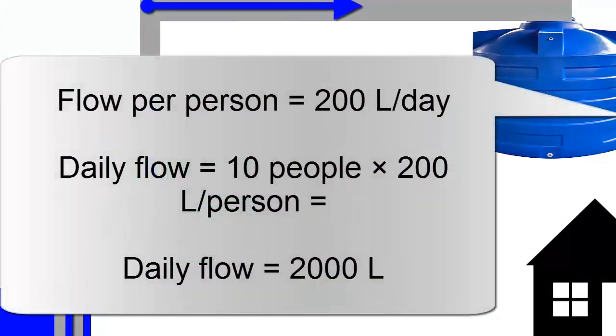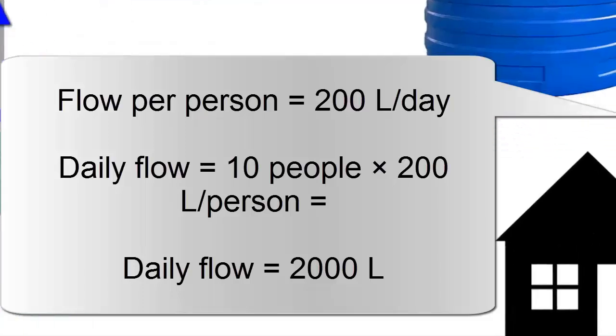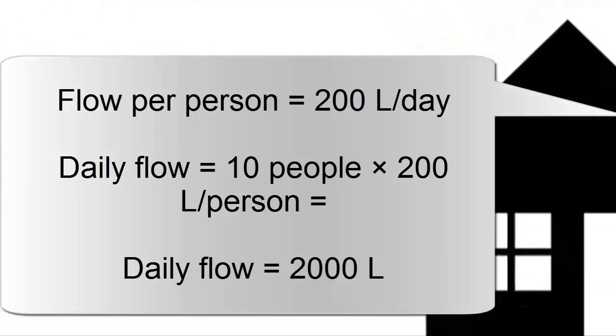1. Calculation of water supply. Determine the daily water consumption per person. It is commonly estimated at 200 liters per person per day. For example, if the residences are occupied by 10 people, we should consider a daily consumption of 2,000 liters.